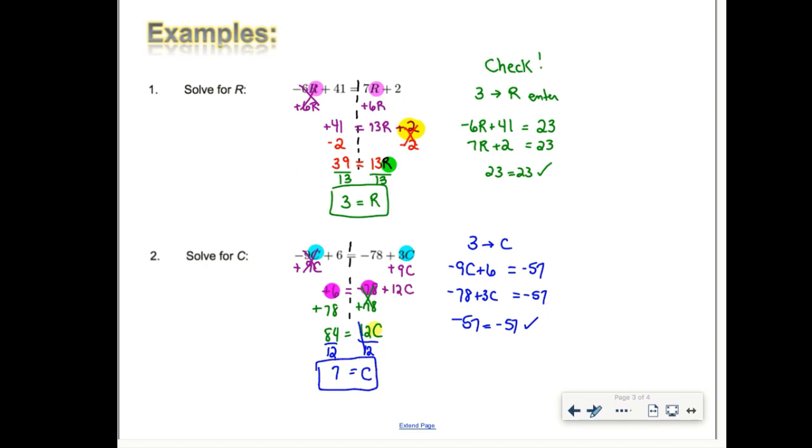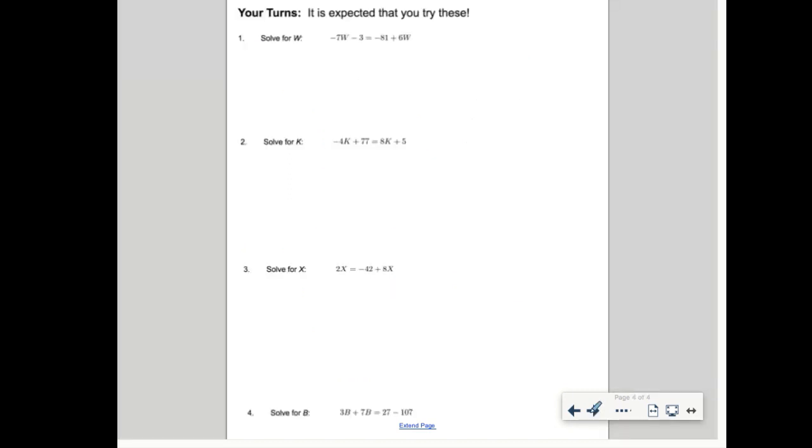So I want you to try these 4 examples. Right, this shouldn't be too hard. And we'll start here in class.